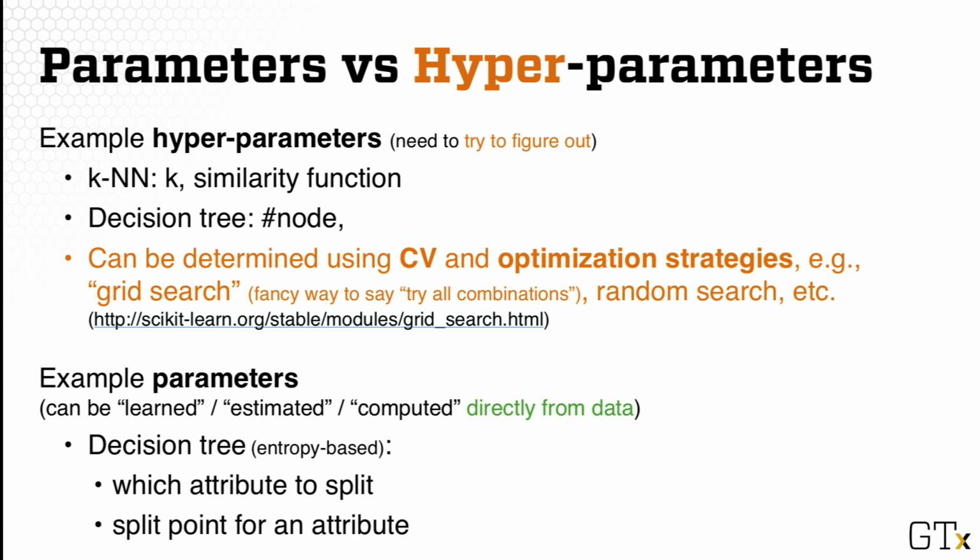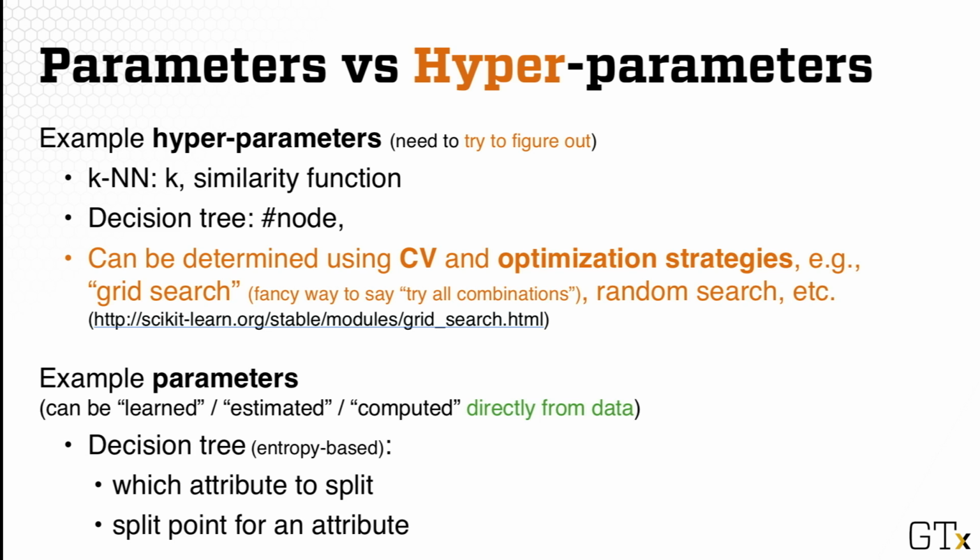In decision tree, there are two types of parameters. One we call model parameters, or just parameters, and another one we call hyperparameters. Hyperparameters are probably more familiar to you. For k and n, k and also similarity function are hyperparameters. So those are parameters that you will need to try or to figure out. And for decision tree, the number of nodes in the tree would be a hyperparameter. So for example, you can set, I want to stop the splitting once the tree has a certain number of nodes. So for this, you don't really know unless you really tried it.